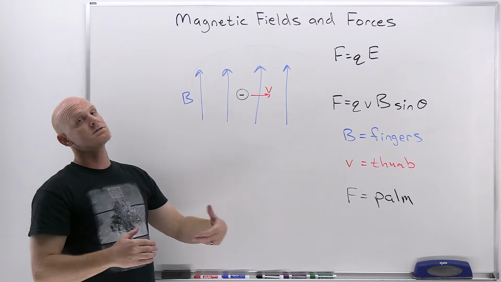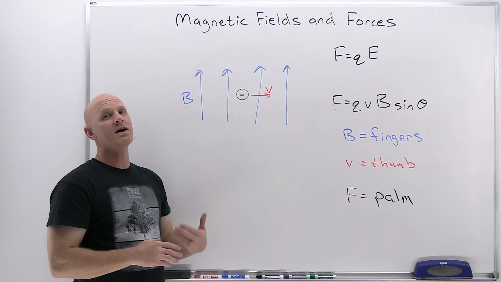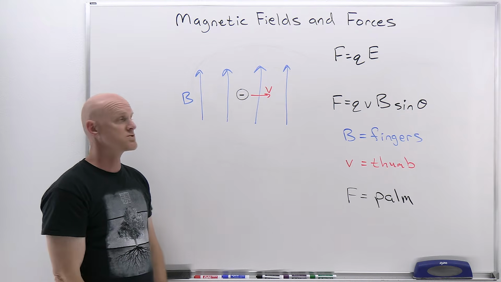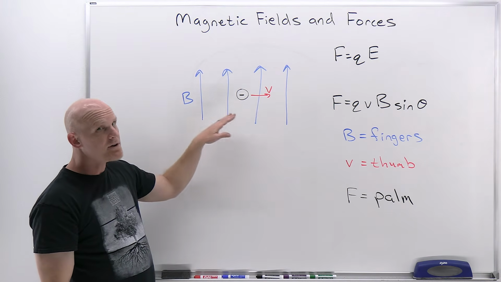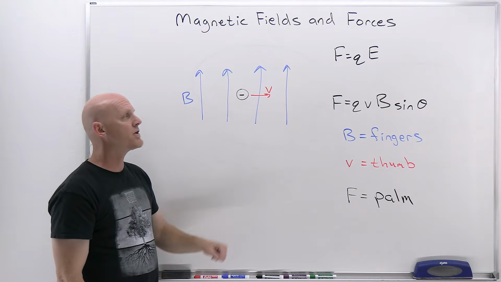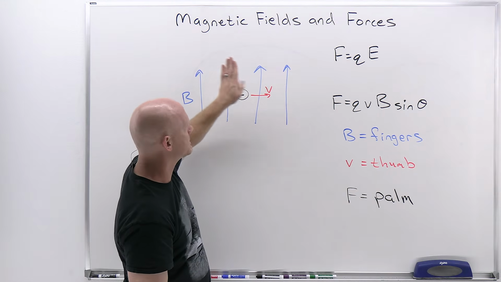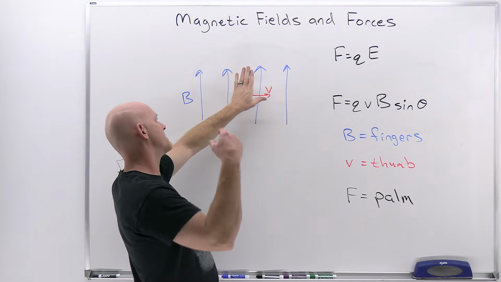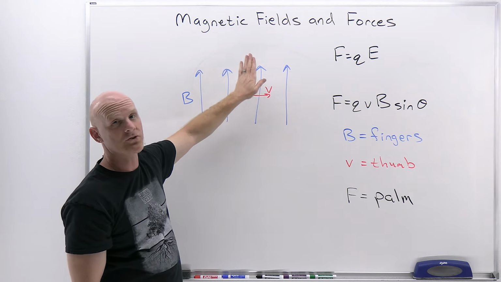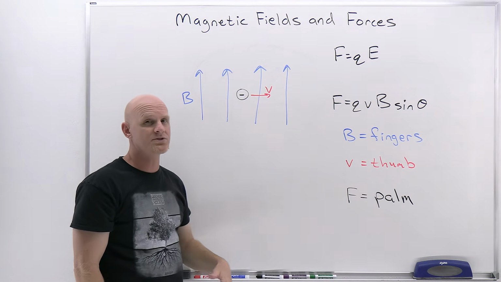Now, it turns out that you can also decide to use a left-hand rule for this one as well. If you use your left hand for a negative charge, the force would still come out your palm, with your fingers up and your velocity to the right, because you're using your left hand instead, and it gives you the opposite result.